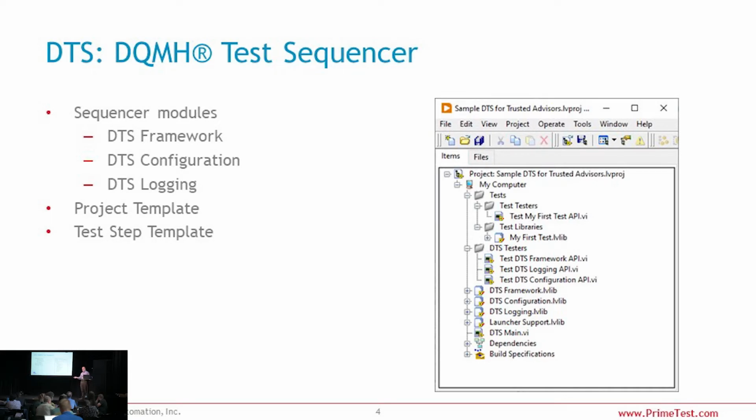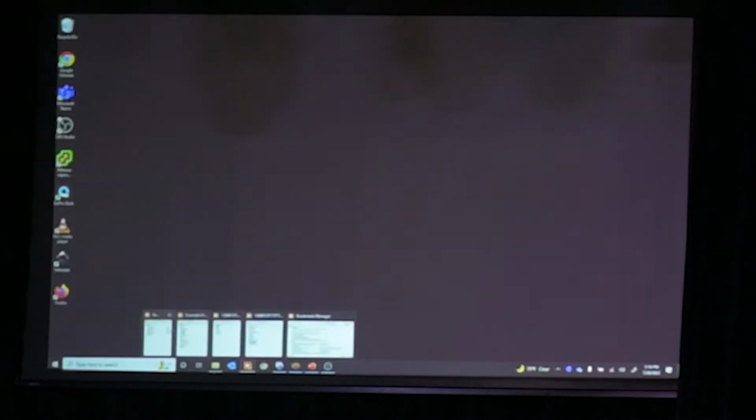And the test sequencer is broken into a few modules. As you can see here, it's the framework, of course, the configuration module, and the logging module. On a LabVIEW project, it looks like that. So you have several libraries there. And in this case, this would be a test sequencer with one type of test step. So we'll do a little demo here. Let me get out of my slides. And demo.